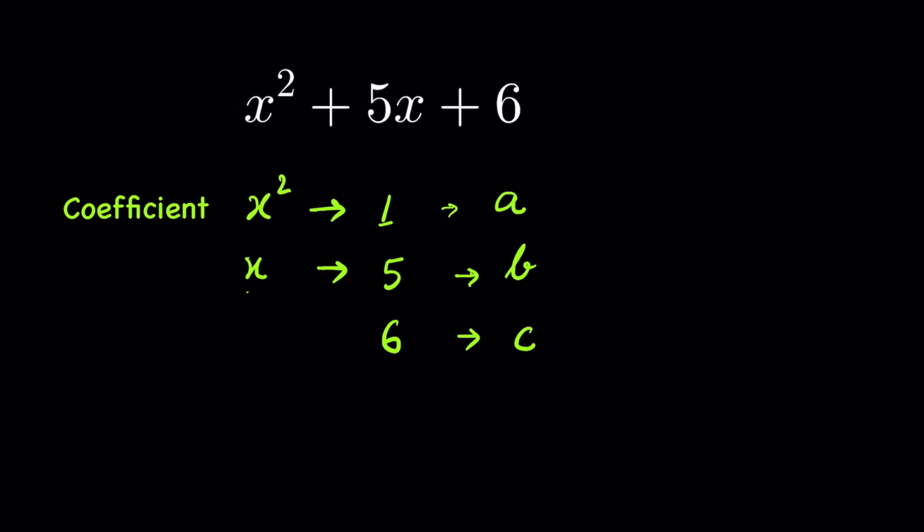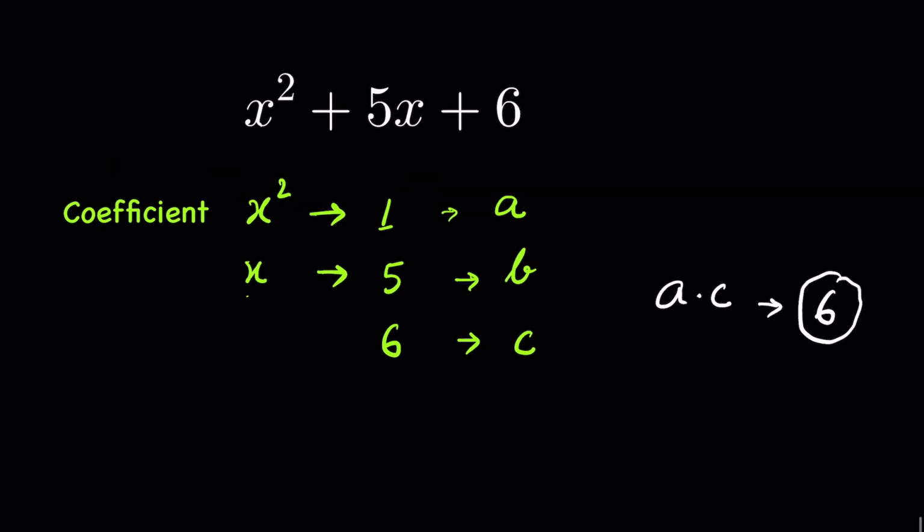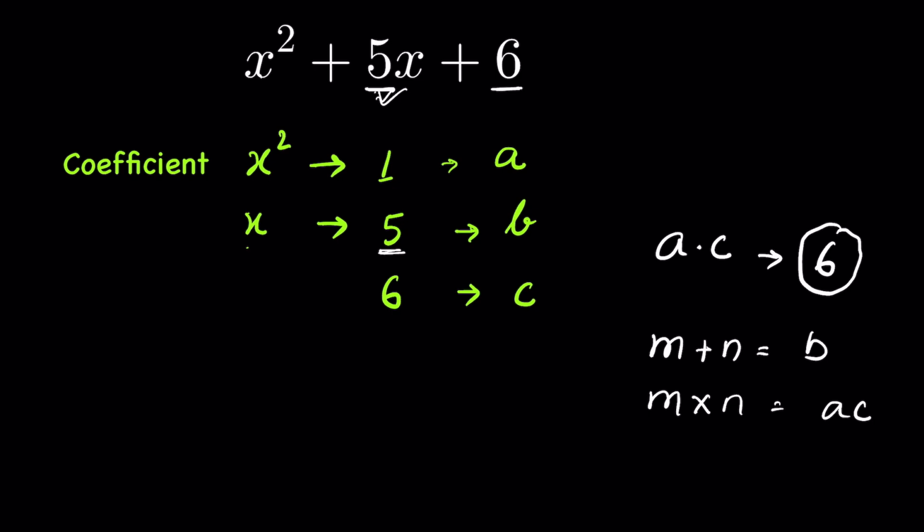For this, first we multiply a and c. So a times c will be 6. Now we have to write this b in the form of two terms such that when we add those two terms, it is equal to b, and when we multiply these two terms, it is equal to ac. Or you can say we have to break down 6 into two terms such that when we add these two terms, that is equal to b. Why add? Because we have addition here.